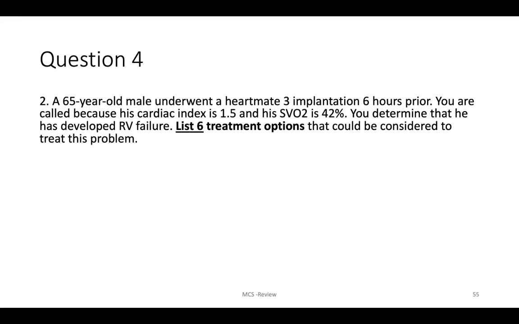And so this part, you are called because the cardiac index is 1.5, SvO2 is 42%. So now you've done the TE and you have right ventricular failure. So I think we went through these 6 treatment options that could be considered to treat this problem. If you think about preload, contractility, afterload, it comes pretty easily.